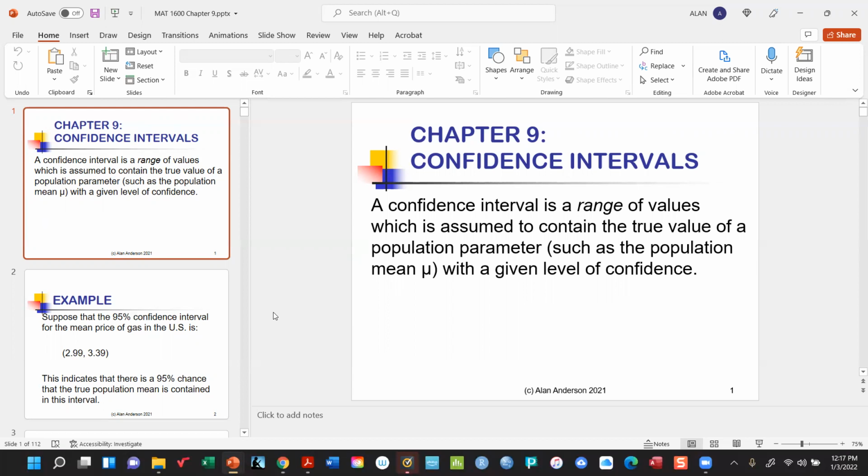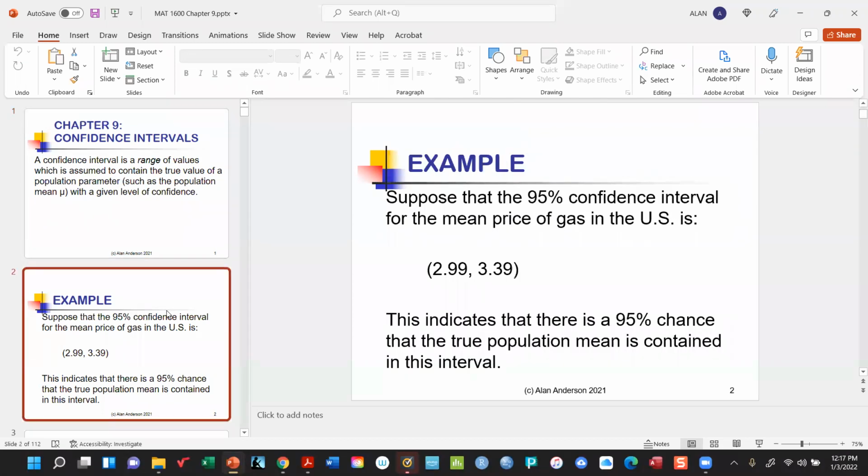Now let me show you a quick simple example of this. Suppose that I've done some research and I've created a 95% confidence interval for the mean price of gas in the United States. And I come up with these results, $2.99 up to $3.39. So what I'm essentially saying here is that, by the way, we're going to call this my lower limit. And this is my upper limit. What I'm saying is that the mean, which by the way is halfway between these two, which we'll see as we get into this chapter. So in other words, if you notice, $3.19 is in the middle.